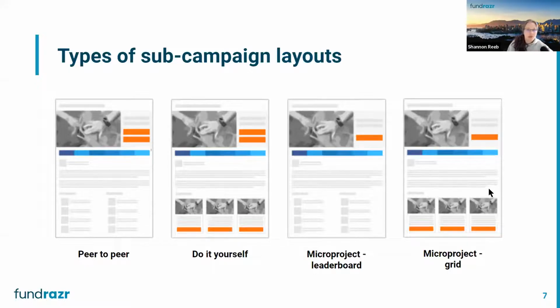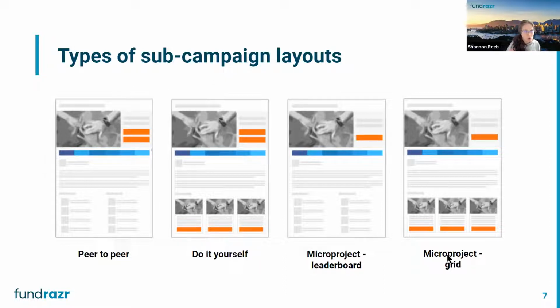These are the types of sub-campaign layouts that Fundraiser has. So we have peer-to-peer, which is the one that you're probably most familiar with. We have do-it-yourself, which is a lot like peer-to-peer. It just essentially takes away the competition element of peer-to-peer. And then we have micro projects, and micro projects can be broken down into either leaderboards. This is if you want a competition factor to your project, or grid, where the sub-campaigns are viewed more as tiny little widgets and they're randomized.